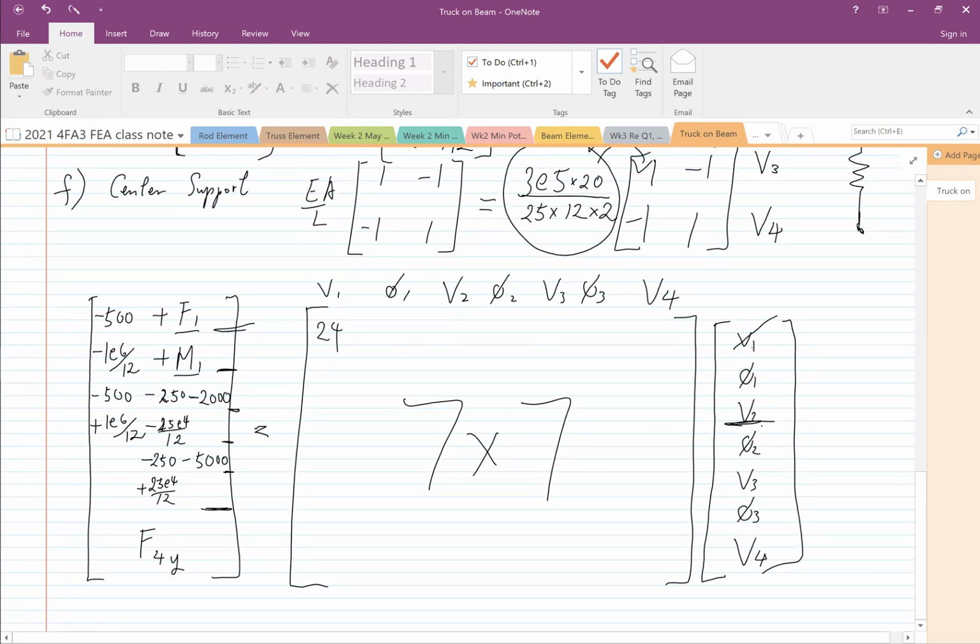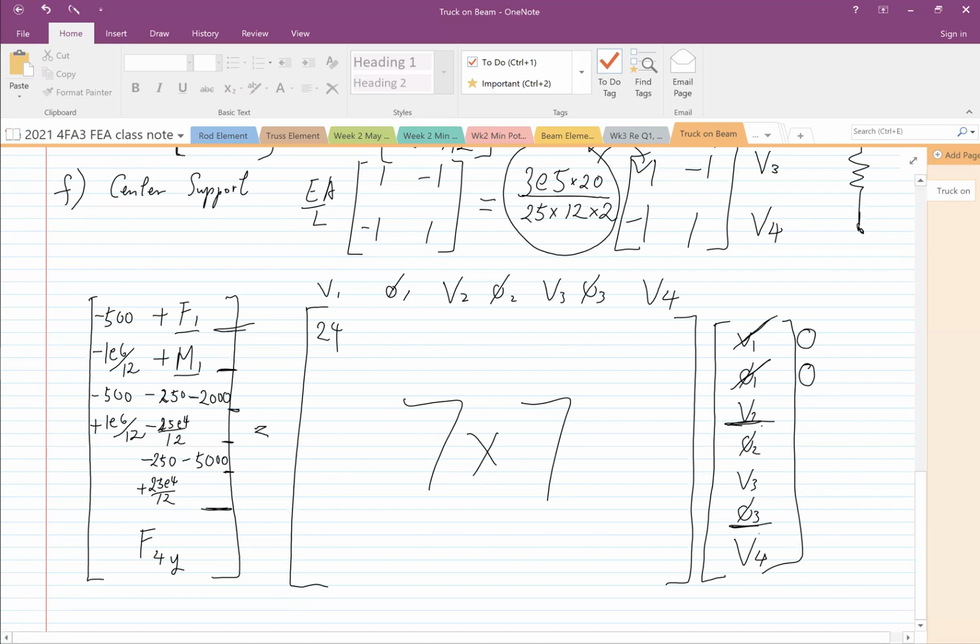Node 1 is totally locked together, so this is 0, 0. I love it. V2, no, we cannot set anything to it. There's no constraint on it, so we leave it like that. V3, oh, there's a truck riding on it, right? So V3 will not be 0. It will be going down.